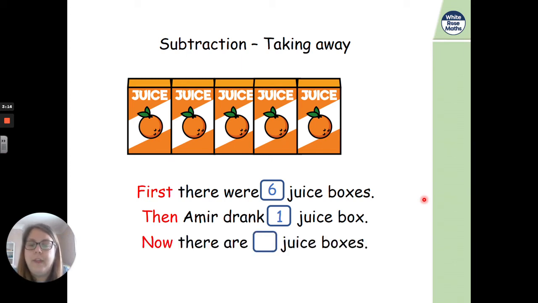So now there are however many juice boxes. 1, 2, 3, 4, 5. 5 juice boxes. We know 6 take away 1 equals 5, and we're going to do a little bit more of that tomorrow, but we're just going to focus on our method of crossing out.